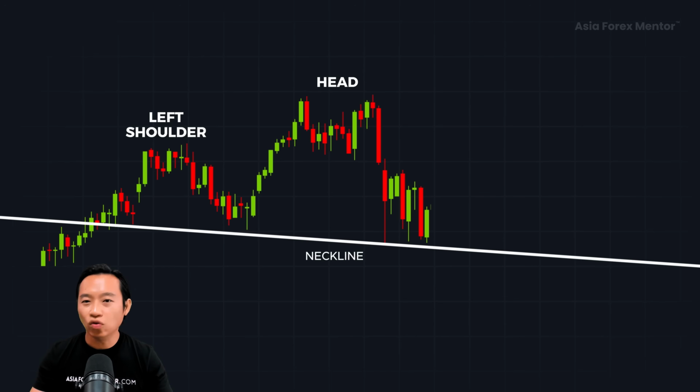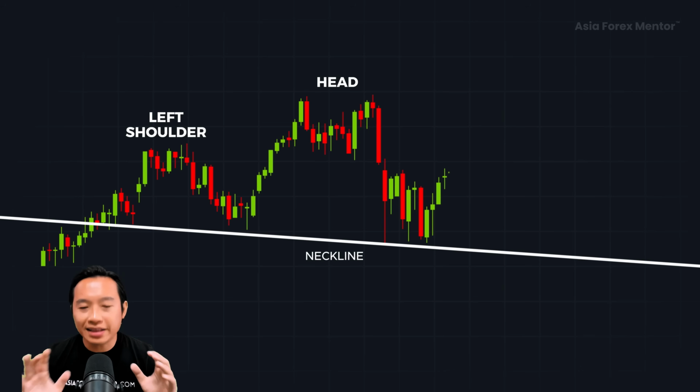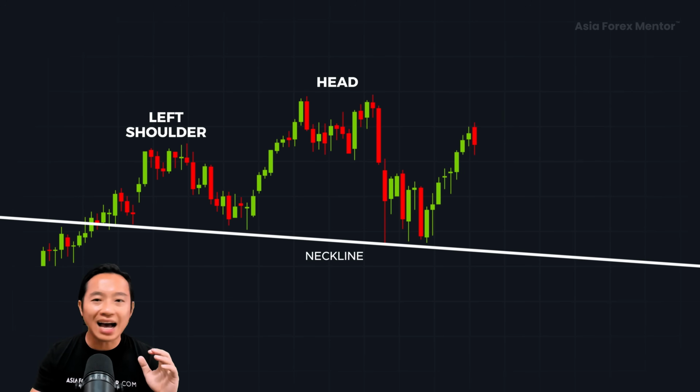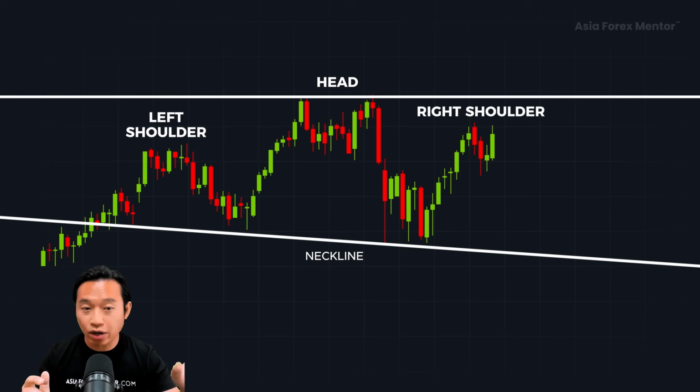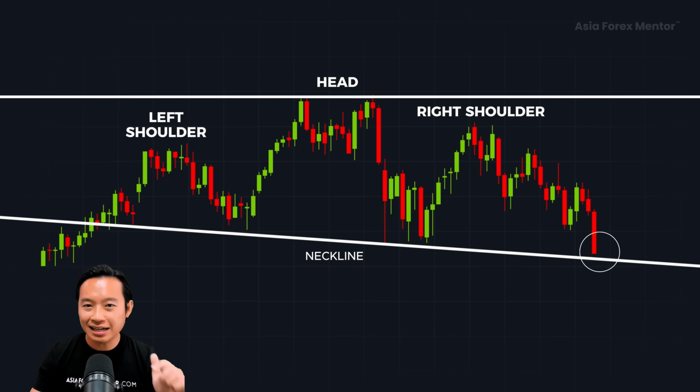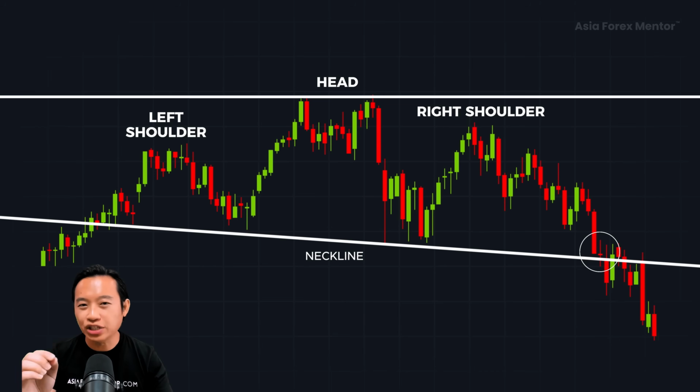Next, the right shoulder. The buyers will now attempt again to push the price higher, but then fail to break above the previous high, which is the head. Now the sellers take control, pushing the price towards the neckline. Now, the neckline. The neckline serves as the final defense line for the buyers. So, a break below the neckline could signal a potential move lower, marking the beginning of a downtrend.